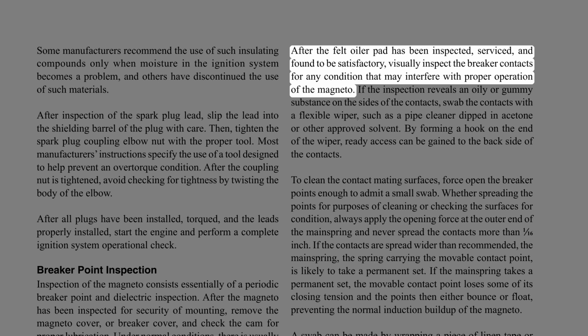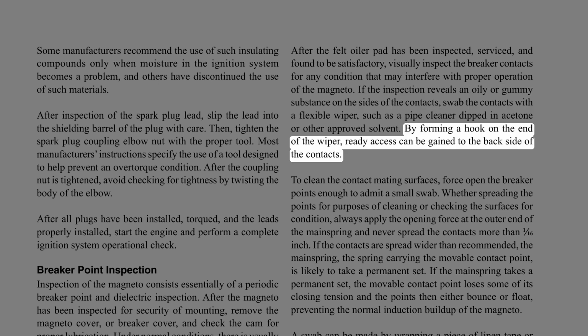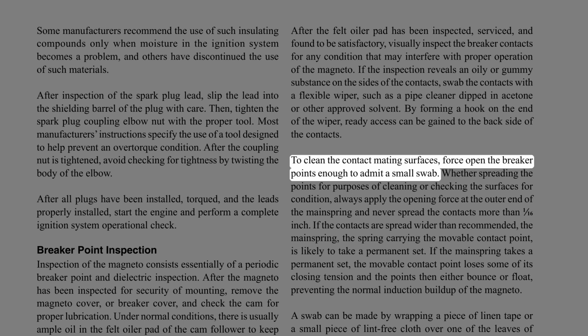After the felt oiler pad has been inspected, serviced, and found to be satisfactory, visually inspect the breaker contacts for any condition that may interfere with proper operation of the magneto. If the inspection reveals an oily or gummy substance on the sides of the contacts, swab the contacts with a flexible wiper, such as a pipe cleaner dipped in acetone or other approved solvent. By forming a hook on the end of the wiper, ready access can be gained to the back side of the contacts. To clean the contact mating surfaces, force open the breaker points enough to admit a small swab.